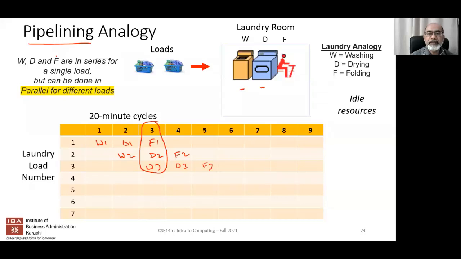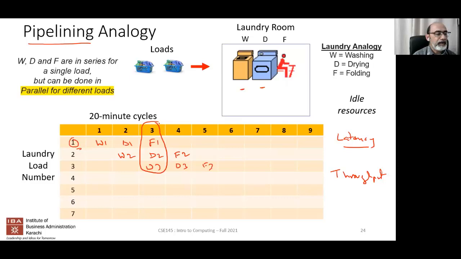Now, there are a couple of terms that I'm going to introduce over here. There's something called latency, and there's something called throughput. Latency means how much time it takes for the first laundry load or the first instruction to get through the system. Now, what's the latency for each one of these? How much time does a particular laundry load take to get through the system? Is that going to take 20 minutes, 40 minutes, 60 minutes? How long does this load take?